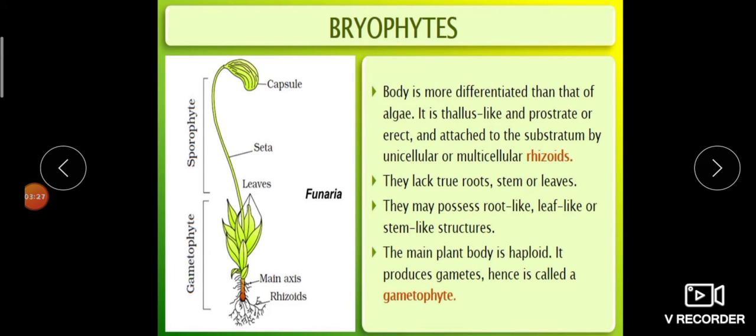Haploid condition means half the number of chromosomes, that is n number of chromosomes. The main plant body produces gametes, so the main plant body is called gametophyte. Gametophyte means gamete producing plant body.